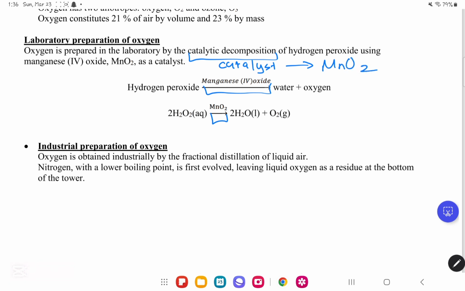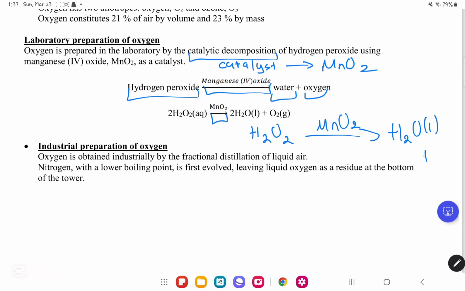Now the equation you need to memorize is that hydrogen peroxide will give us water plus oxygen. If you cannot memorize the balancing, just memorize what hydrogen peroxide is. It is H2O2. Using the catalyst MnO2, it will give us what? It will give us water, H2O liquid, in addition to what? In addition to O2 gas. But as you can see, it is not balanced. So to balance it, you're going to put a 2 over here and a 2 over here.